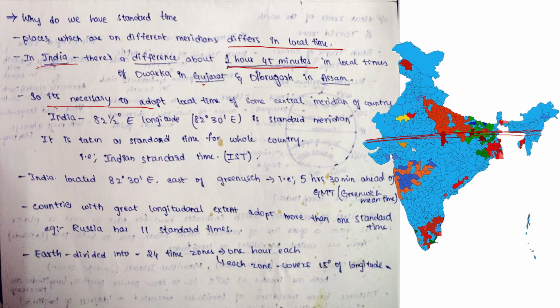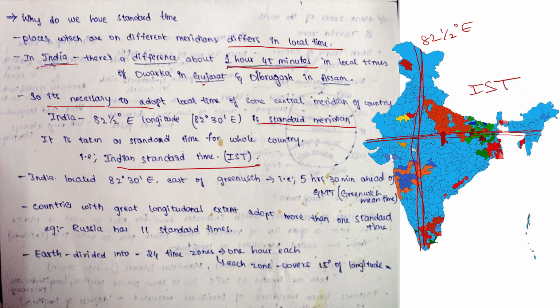India takes 82.5 degrees eastern longitude, which passes almost through the middle of India, as the standard meridian. It is taken as the standard time for the whole country, which is called Indian Standard Time. India is located at 82.5 degrees eastern longitude of Greenwich, which means 5 hours 30 minutes ahead of Greenwich Mean Time.